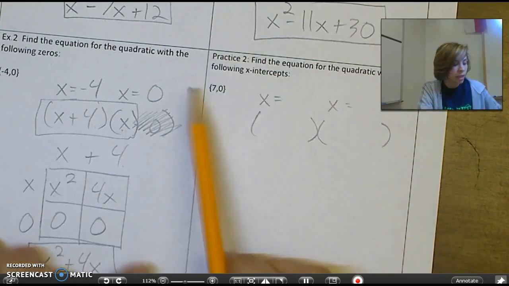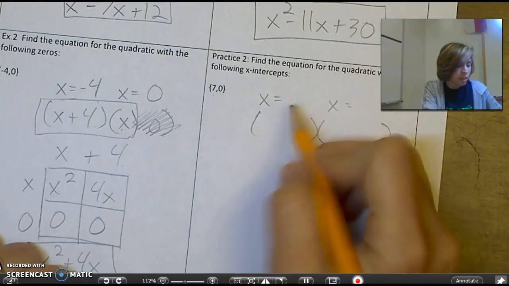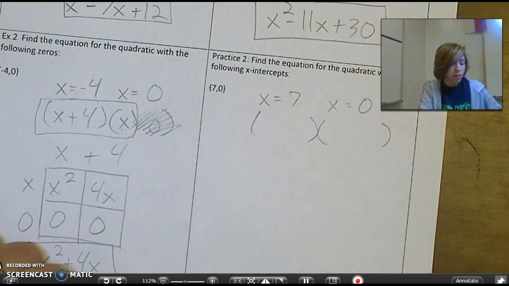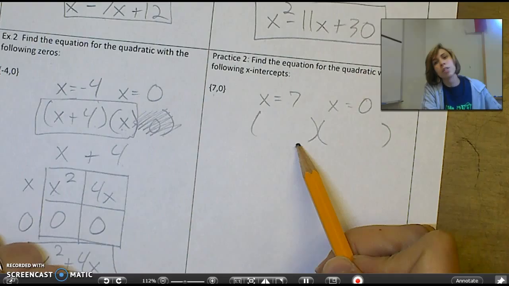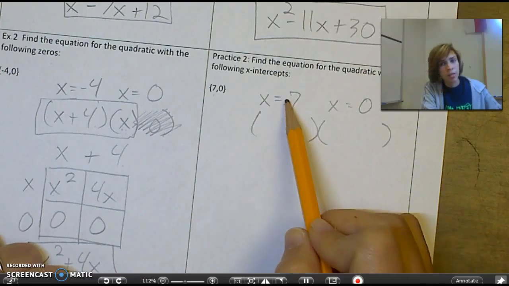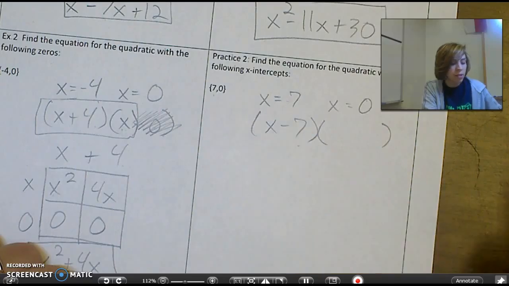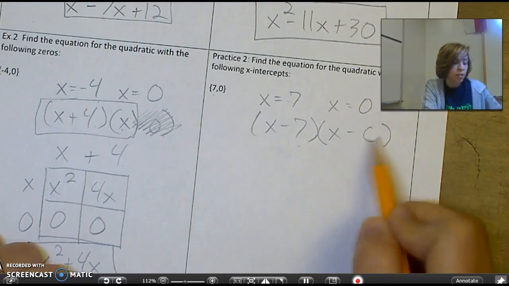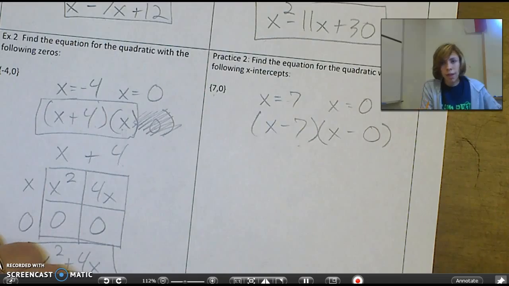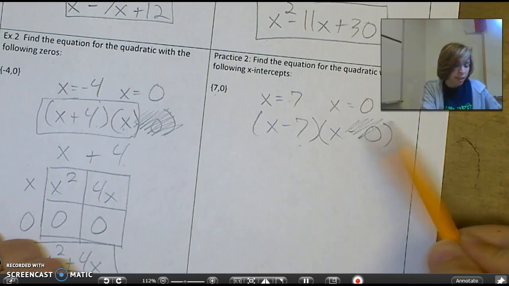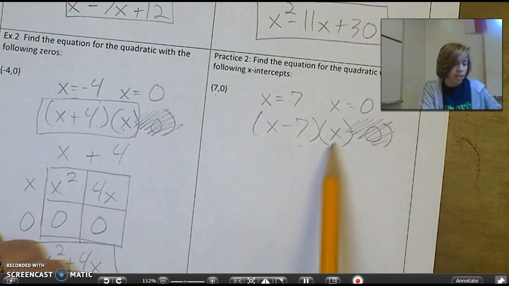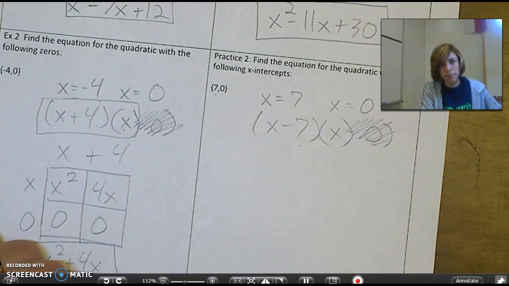Okay, so your answer would be, I would put 7 in here, 0 in here, and then to put it back in the parentheses, I change the sign. So if this is positive, that means it's going to change to negative. So this will be x minus 7. This will be x minus 0. Okay, and then I could think, hey, x minus 0, that's x. I'm just going to take this out, and I'm just going to leave it as x times x minus 7.